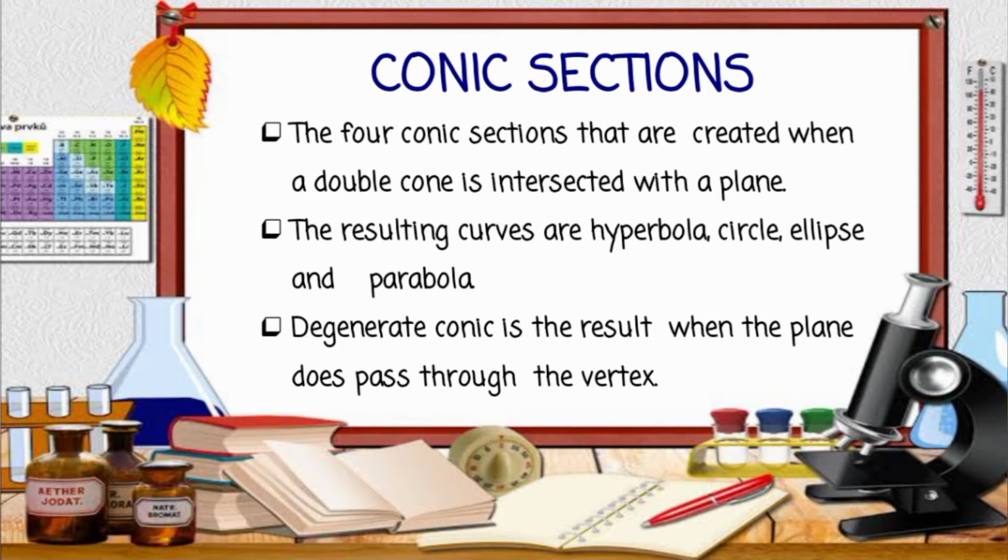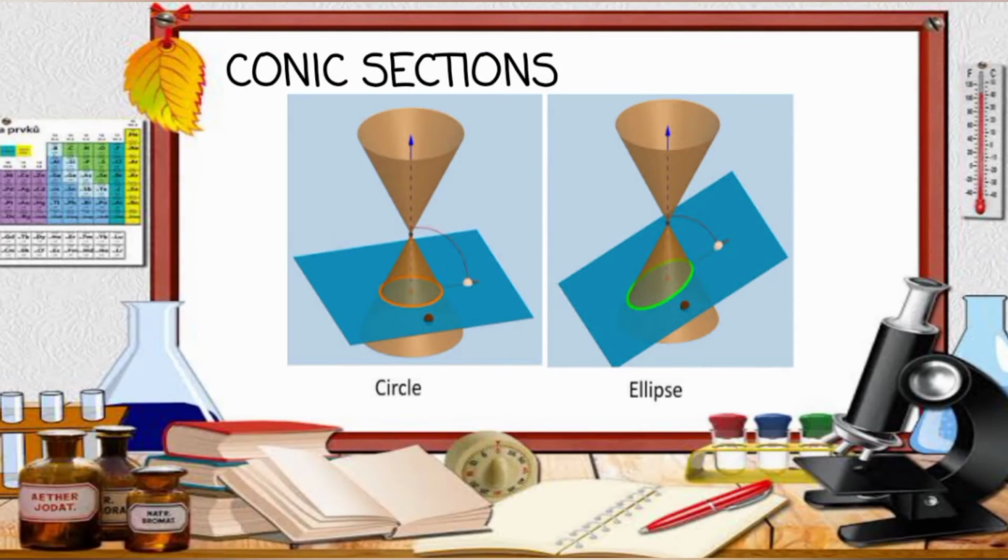We have four conic sections that are created when a double cone is intersected with a plane. The resulting curves are hyperbola, circle, ellipse, and parabola. A degenerate conic results when the plane does pass through the vertex. We have the four conic sections.